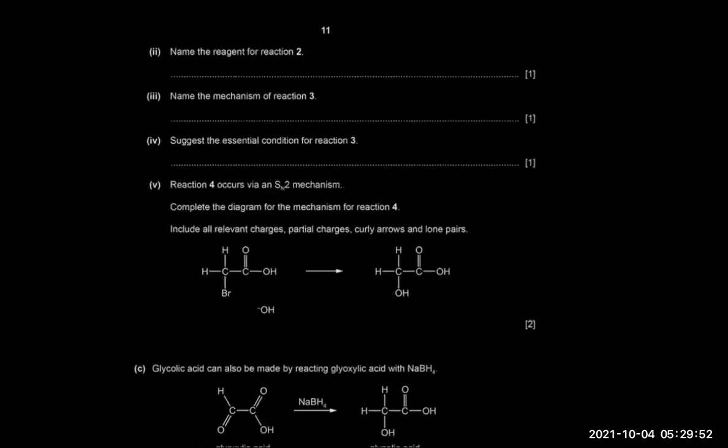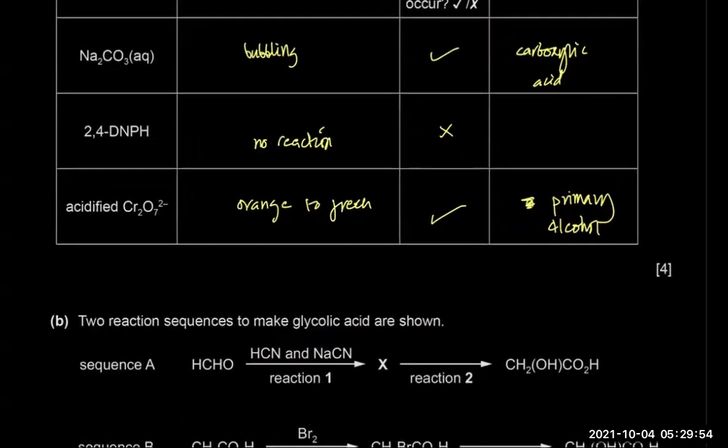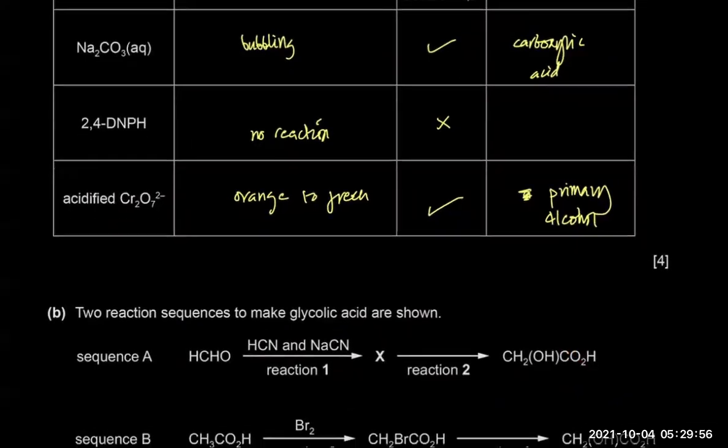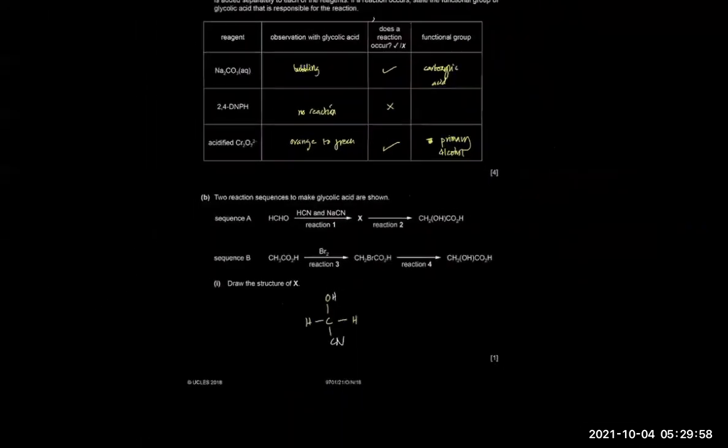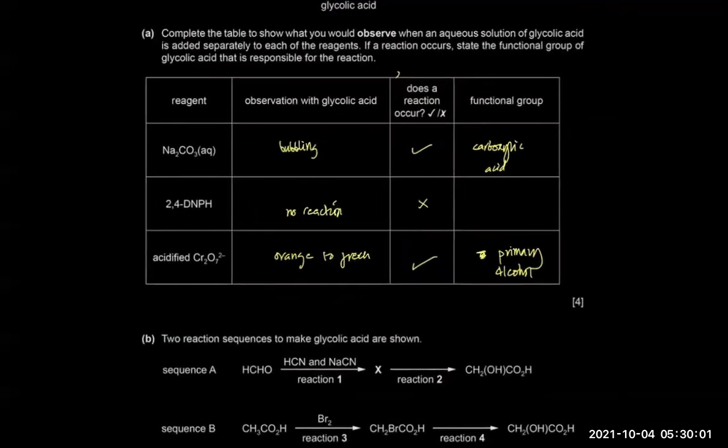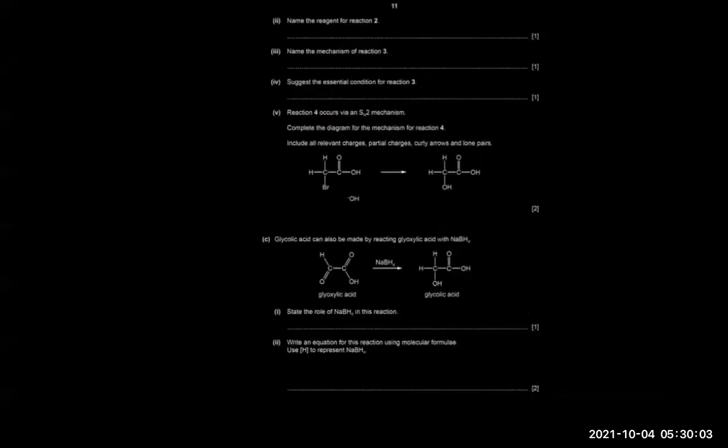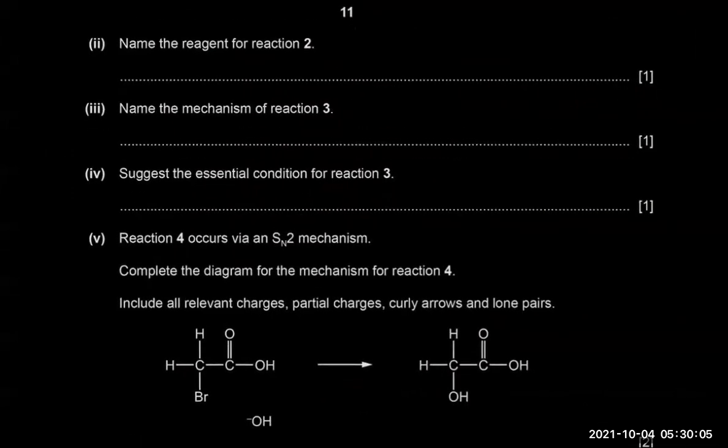Name the reagent for reaction 2. In reaction 2, we're converting the nitrile to a carboxylic acid. So you said dilute HCl, right? Name the reagent. So you will just say that the name of the reagent is hydrochloric acid. The conditions would be dilute, reagents and conditions.